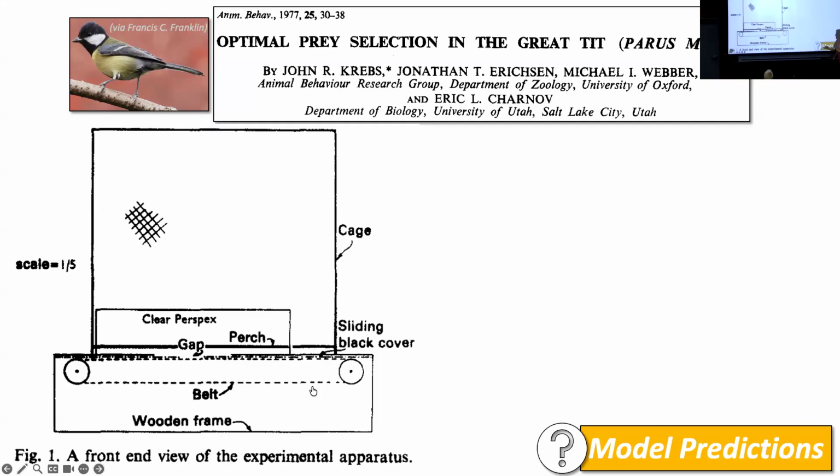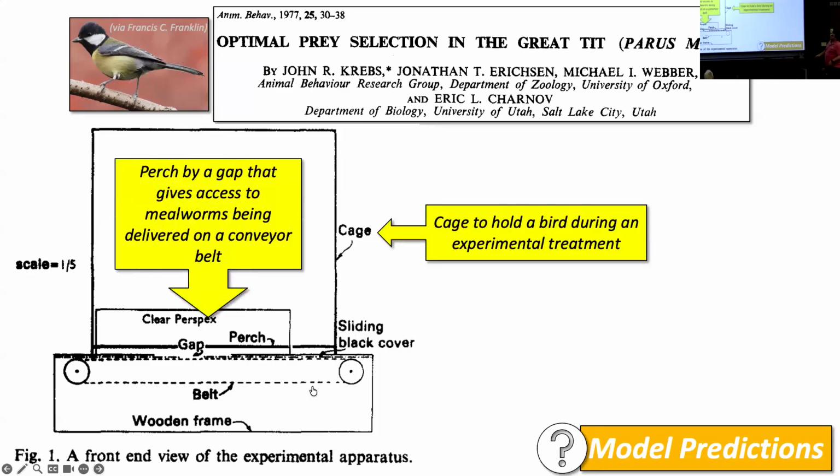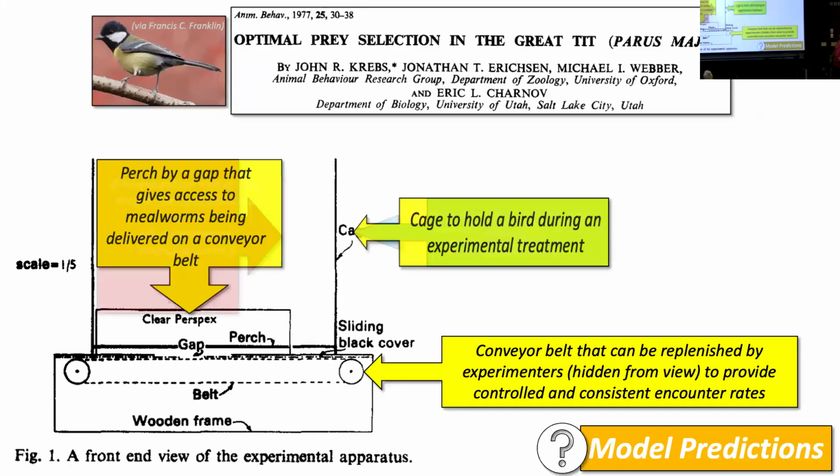And so with that, they can change the value of the things on the belt and the spacing of the things on the belt, and then see if you can predict what things the bird decides to go at and what things the bird just allows to keep going down the belt and ignores. So how did they set this experiment up? So we've got a cage, a perch with a bird on the perch, and the conveyor belt that can be replenished by experimenters.